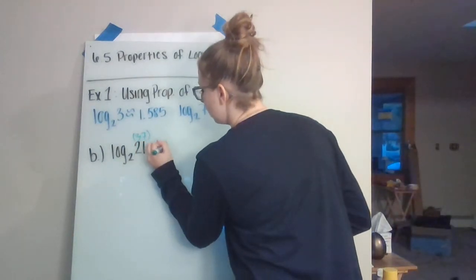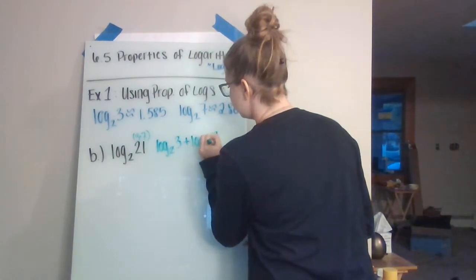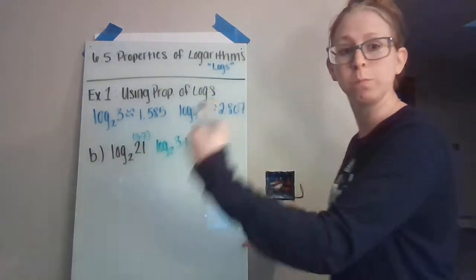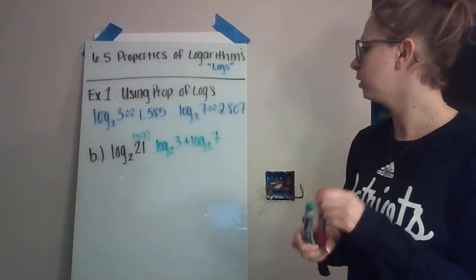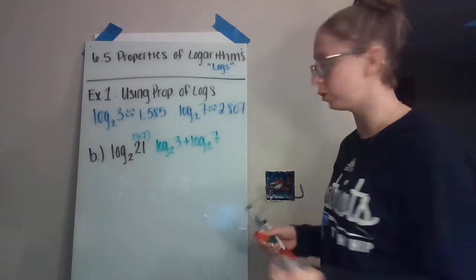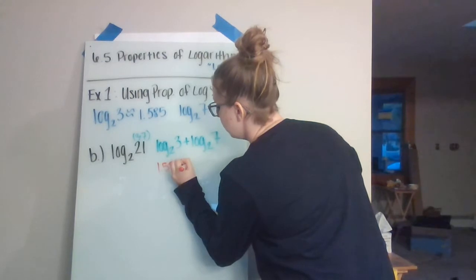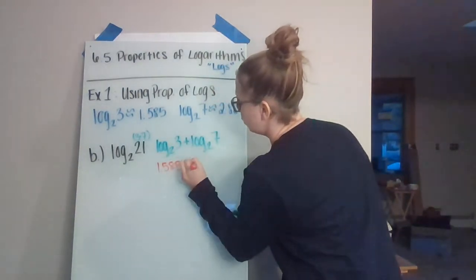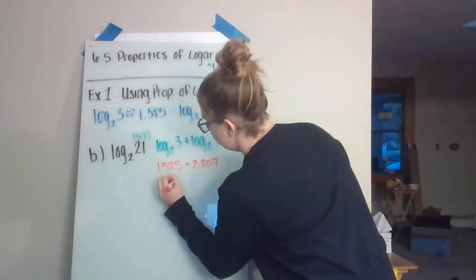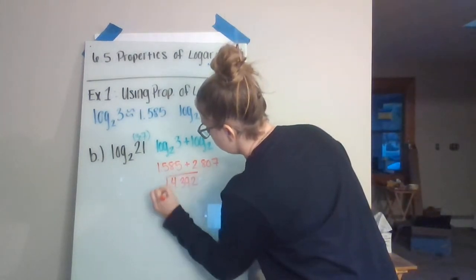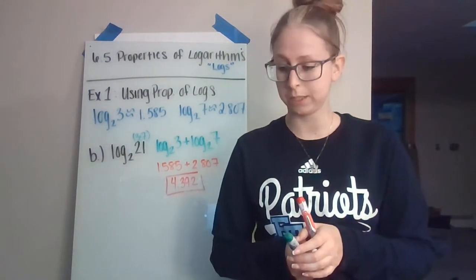So I have log base 2 of 3 plus log base 2 of 7. Again, I'm adding because product. When you multiply and you expand, you add them together. Well, now I have the numbers I have. I just fill them in and do the math. So I know this is equal to 1.585 plus 2.807, which gives me 4.392. All calculator work. Hopefully still pretty easy.